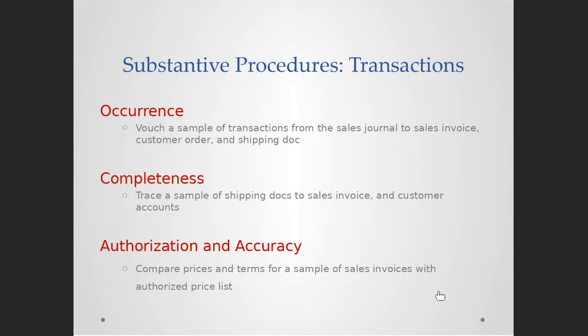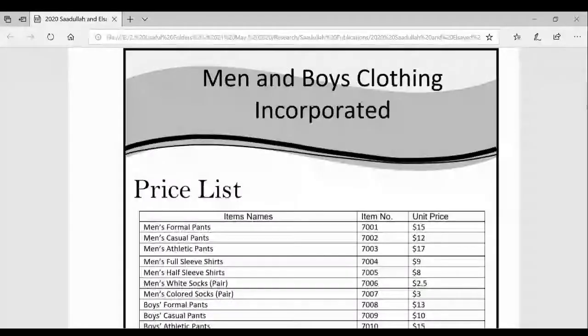You see this? This is a price list. The price list shows the items that the client has on sale. Men's formal pant $15, casual pants $12, etc., etc. So this shows the items that they're going to sell. What you're going to do is you're going to take a sample of sales invoices to see that the sales invoices are actually using these authorized price lists when they're billing.